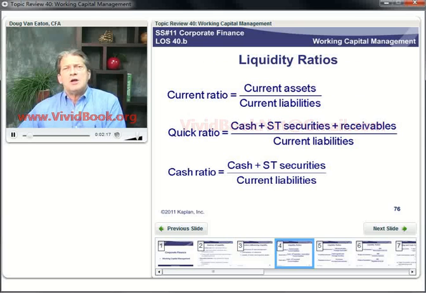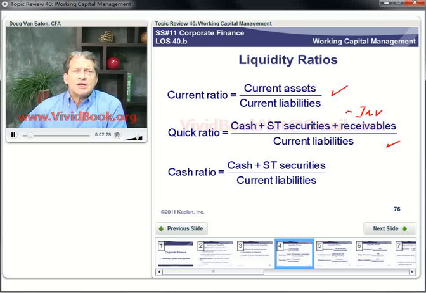Now, there's some ratios that we use, and these you've seen before. You've seen the current ratio before and the quick ratio. With the quick ratio, what did we do? We took out inventories. And then our cash ratio is our cash and short-term securities. Short-term securities being like treasury bills with maturities longer than 90 days, so we don't include them in cash and cash equivalents, but short enough that they're very liquid and very low risk. So there's three of our liquidity ratios there.